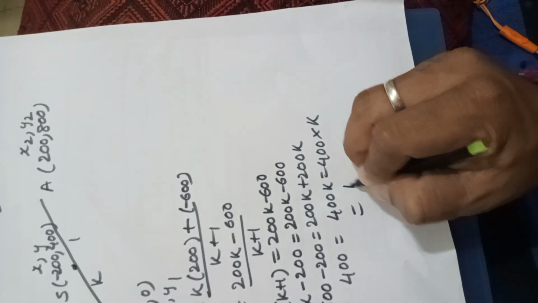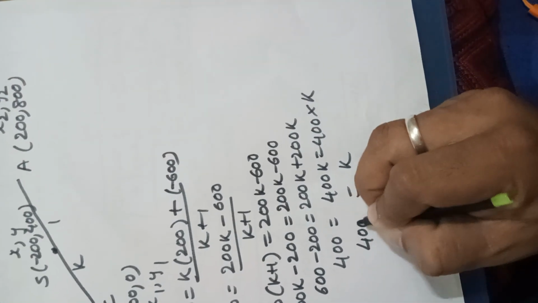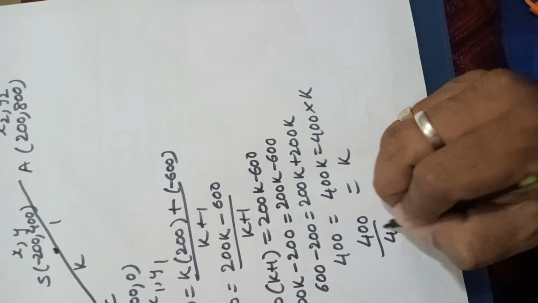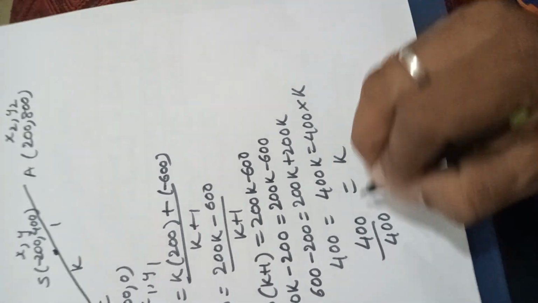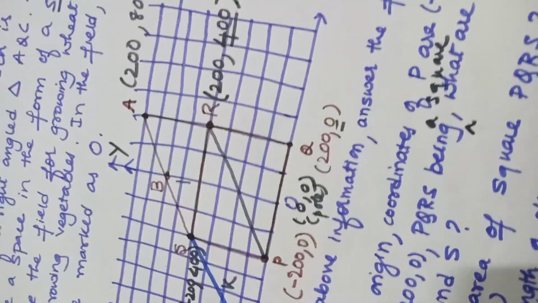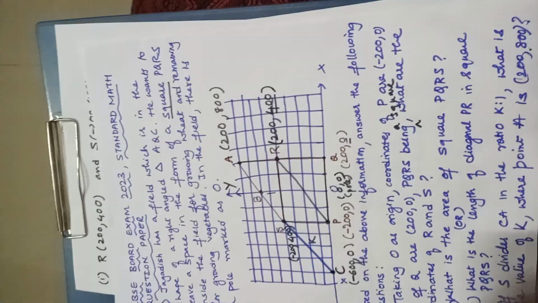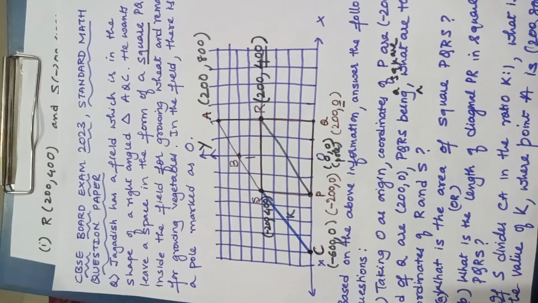So what is the value of k then? If I transpose this 400, this multiplication becomes division. So 400 divided by 400 is 1. So what is the value of k? K value is equal to 1. In this way, we have solved all the 3 sub questions, including the choice question. I hope you have understood how we have solved these 3 sub questions.